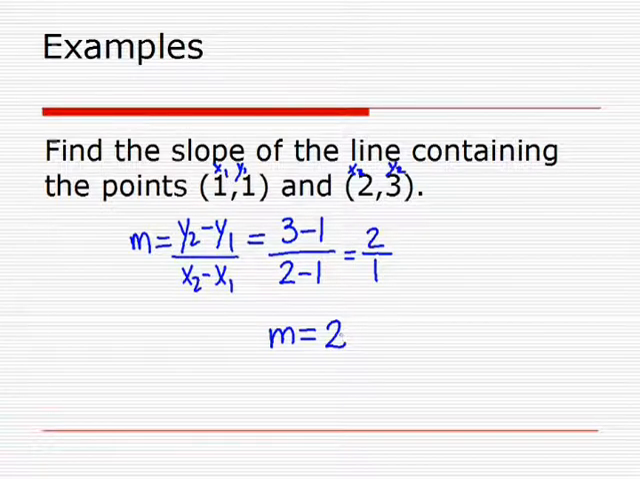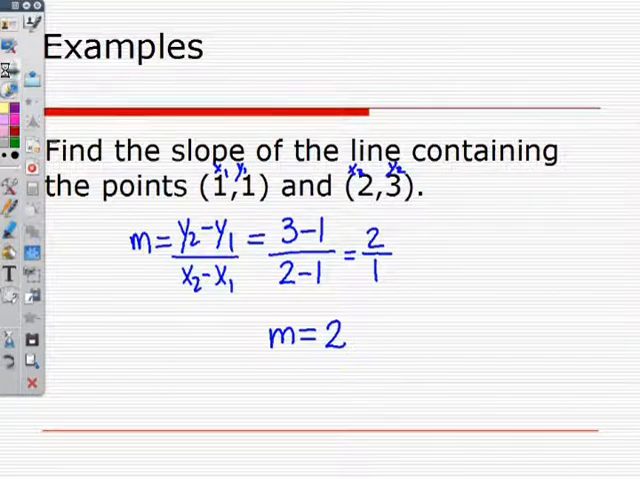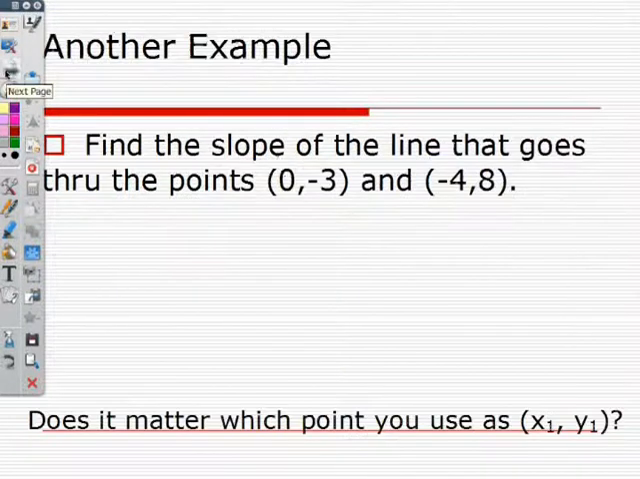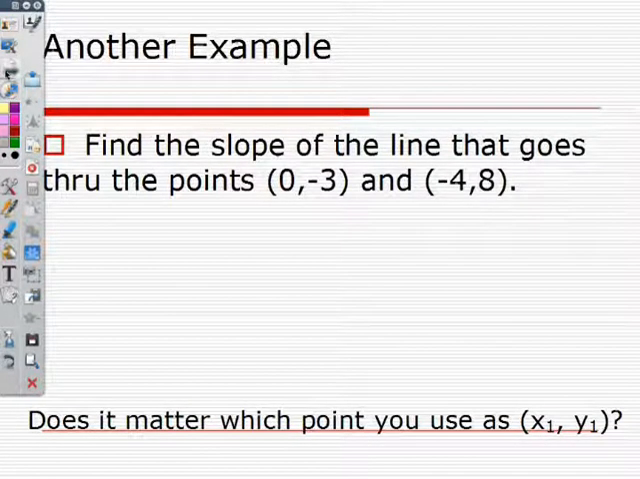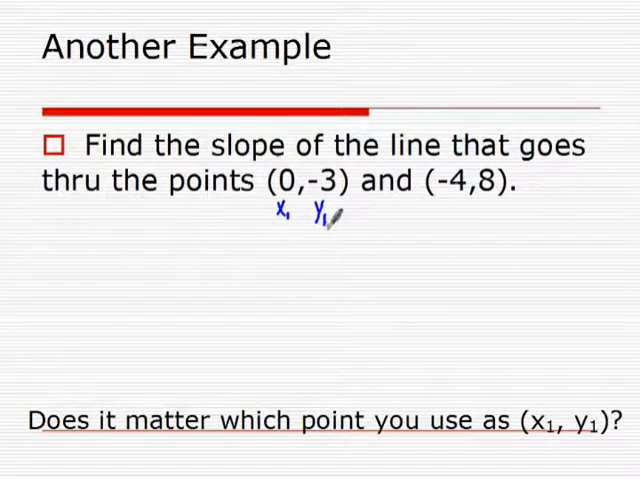Now you try. Slope of the line through the points (0, -3) and (-4, 8). Pause the video. Calculate it. Now you're back. Now my guess is that you used (0, -3) as x1, y1, and that you used (-4, 8) as x2, y2. I'm going to do it the other way. And let's see if we get the same answer.